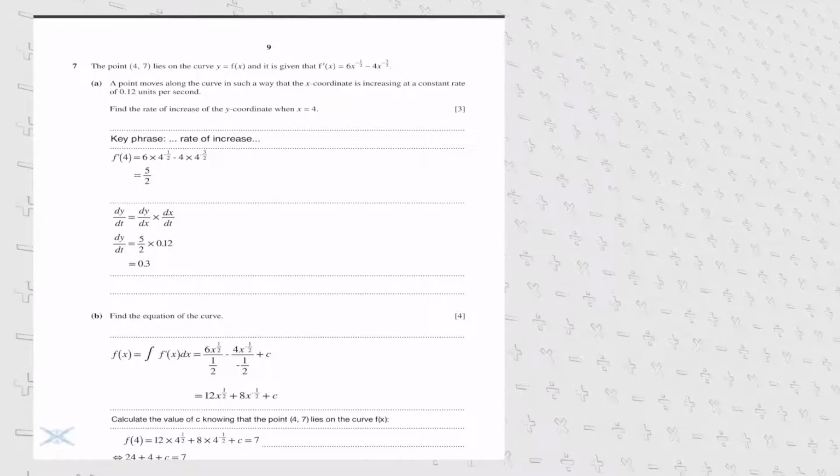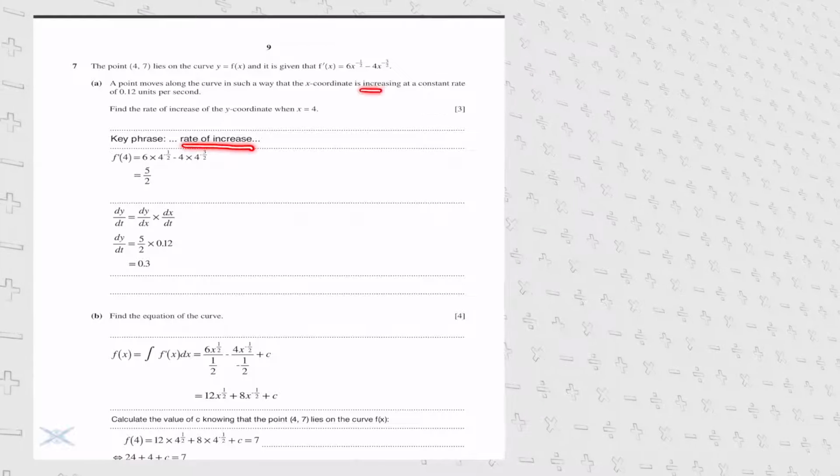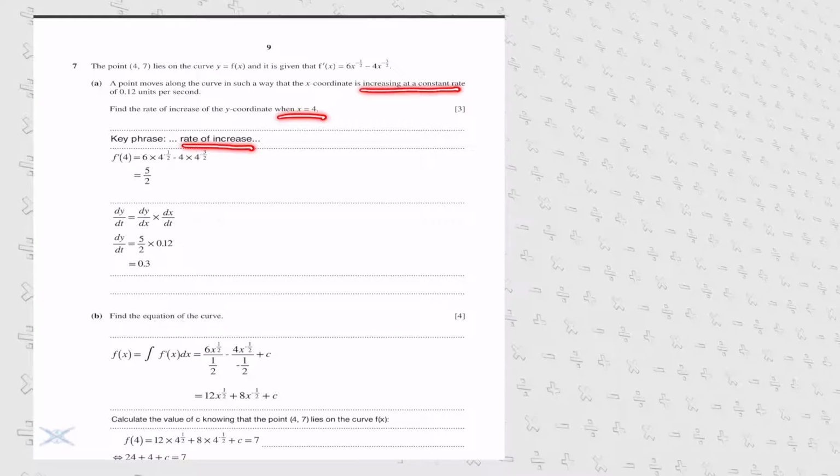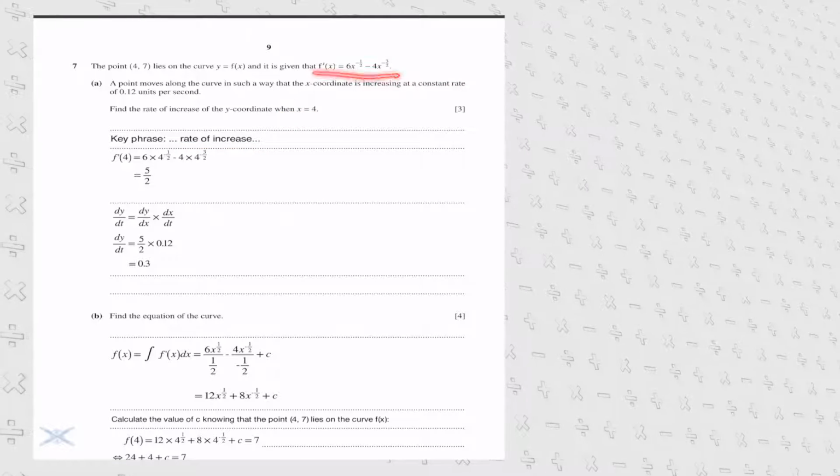Our key phrase here is rate of increase, which is constant, when x equals 4, meaning that we need to replace x with 4 in the first derivative of the function f of x.